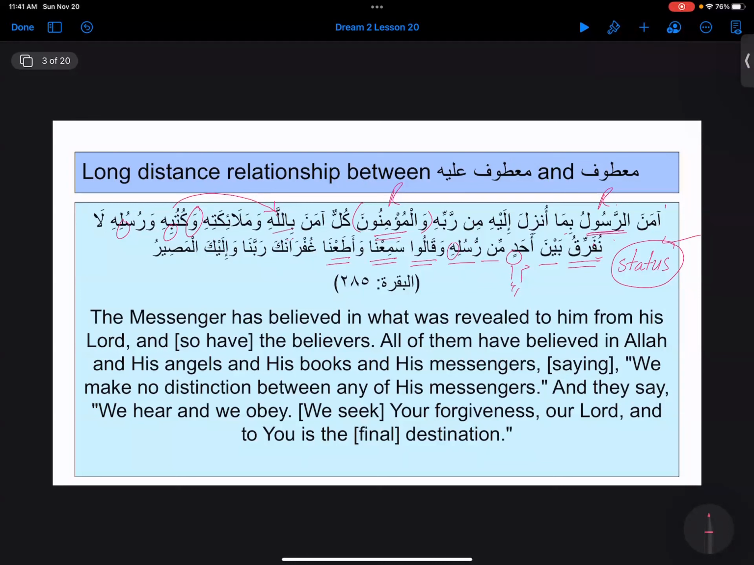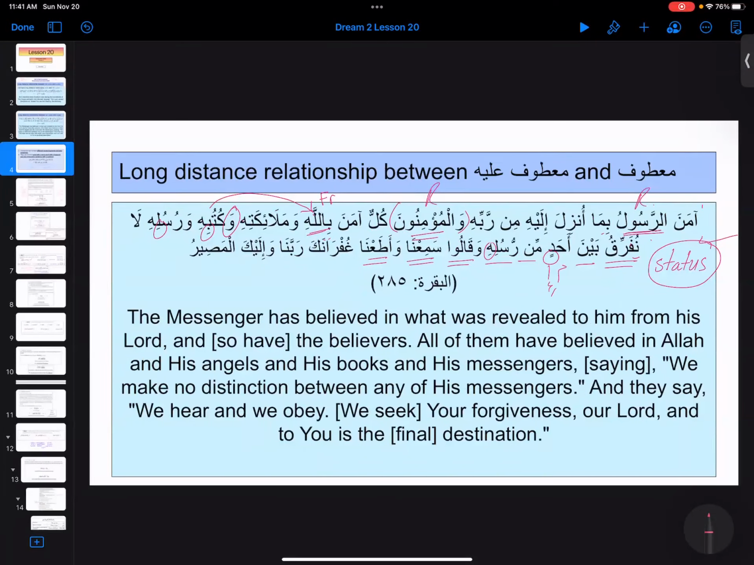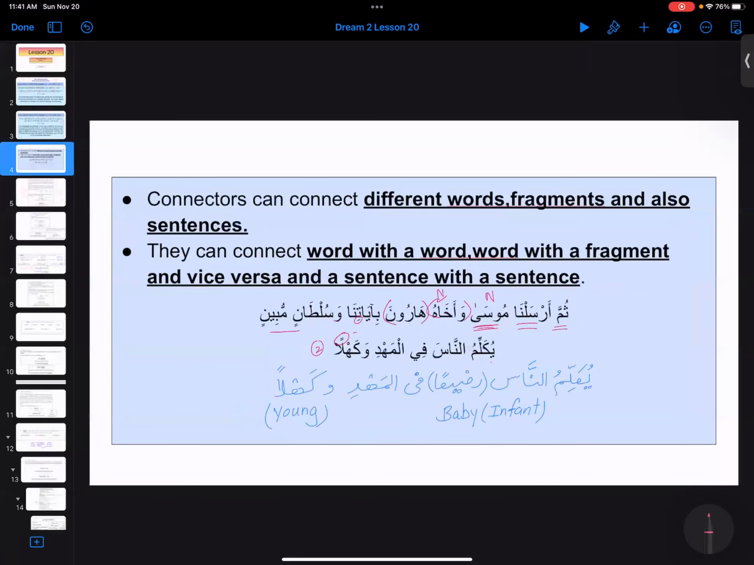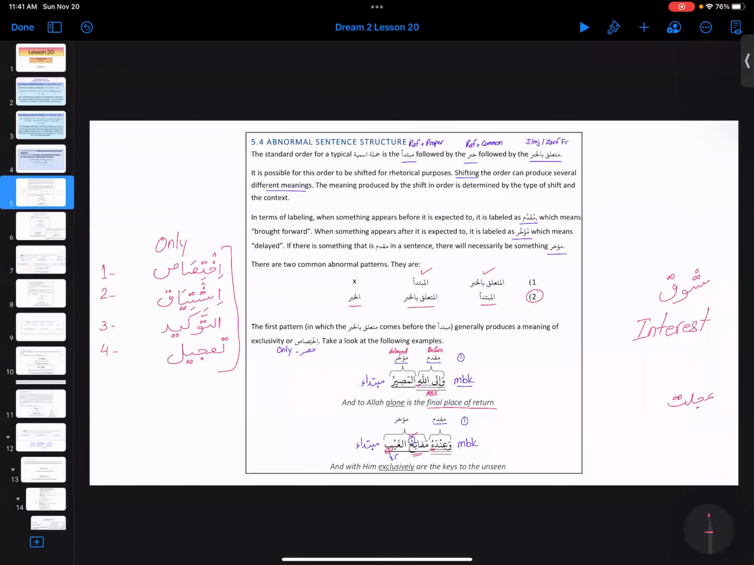Even though this is billahi, this is a jar majrur fragment, this is a fragment, right? And these are one single word. So one single word can be ma'tuf ala to a fragment. Okay, make sense? Alhamdulillah. Okay, so that is the thing I wanted to mention.